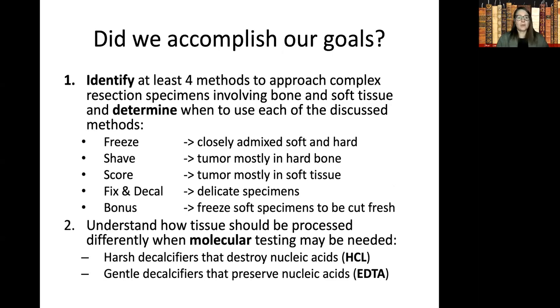So did we accomplish our goals? Did we identify at least 4 methods to approach complex specimens and determine when those methods should be used? So we use freeze for closely admixed soft and hard. We also use freeze for fresh mucosal ellipses. We used shave when the tumor is mostly in the bone. We used score when the tumor is mostly in the soft tissue. And we used the rare fix and decal totally for delicate specimens.